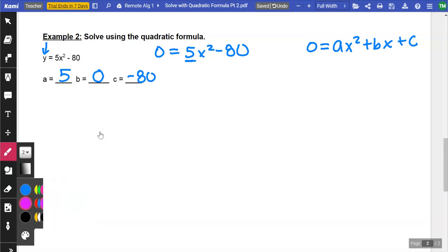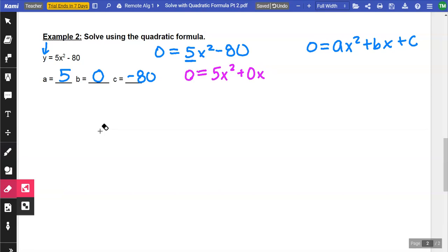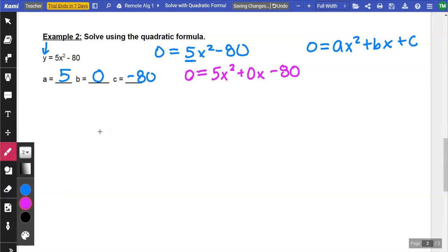The reason why that b is 0 is because you would have 0 equals 5x squared plus 0x, just kidding, minus 80. So what's 5x squared plus 0x? Well, isn't 0 times anything 0? So this whole term would just drop out. And you would be left with 0 equals 5x squared minus 80. So because there's no bx term, we know that b is actually 0.